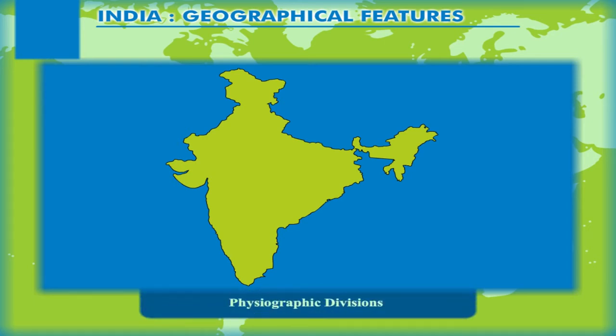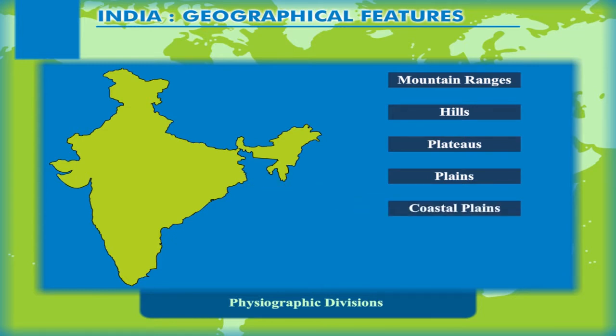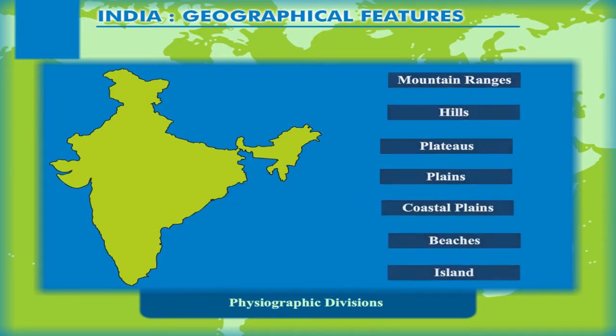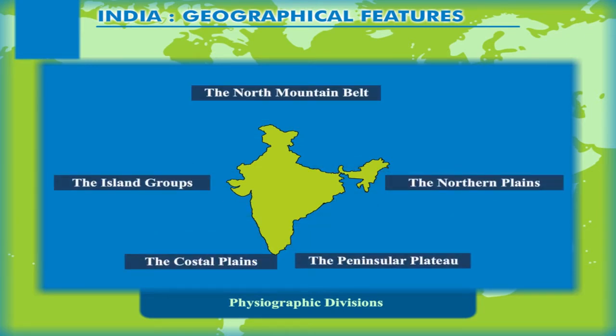Physiographic divisions. India is also known as a subcontinent because of the diverse physical features. It is a complete geographical unit with high mountain ranges, hills, plateaus, plains, coastal plains, beaches, and islands. The various landforms enable us to divide India into 5 distinct physiographic divisions, each with its own striking characteristics. They are given here: the Northern Mountain Belt, the Northern Plains, the Peninsular Plateau, the Coastal Plains, the Island Groups.